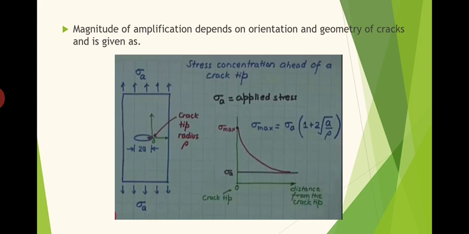Okay. So this we have already discussed. The magnitude of amplification depends on the orientation and geometry of the cracks, as given in this figure. See, how much sigma max is produced in the vicinity or at the tip of the crack, how much sigma max is developed, depends on the geometry of the material as well as the orientation.